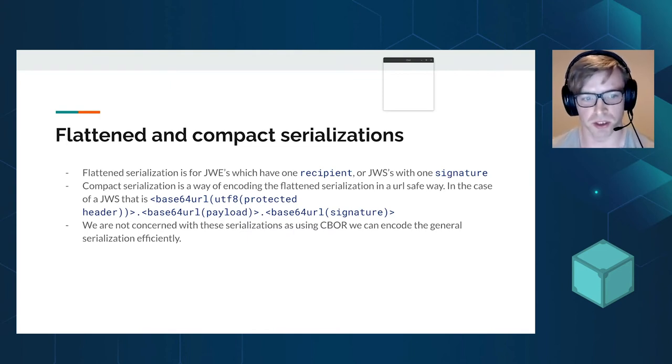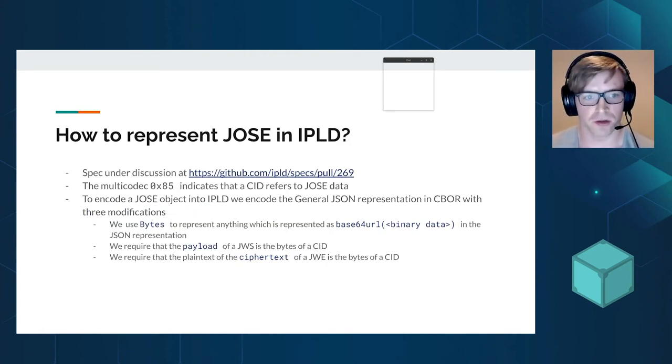We can encode the general serialization fairly efficiently because we're using CBOR instead of JSON. And we can losslessly convert to and from in the client library. So we just use the general serialization. So I guess the first question here is, how do we actually represent these Jose objects in IPLD? And there's a spec for this, the link I've just posted there.